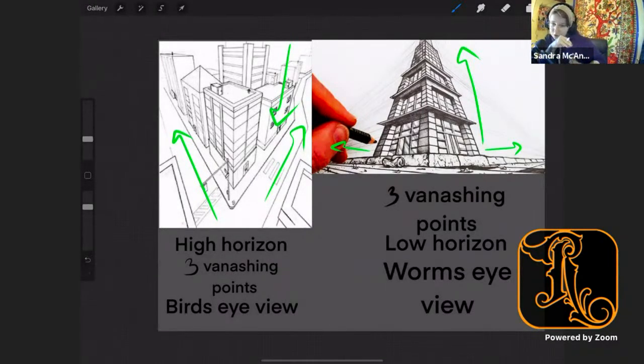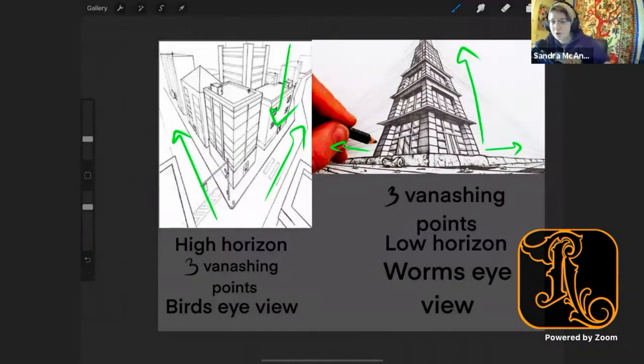They can contort something to be tipped forward, to have a downward angle, an upward angle, bend it, the proportion right in the middle, be it if they're making a pencil, and still make it work. Okay, they're playing with this three-point perspective. And there's technically two versions, right? We have one version, the high horizon, three vanishing points, bird's eye view. Everybody knows what that is.